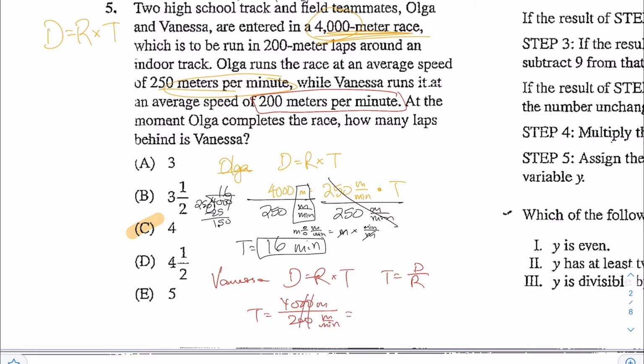So the zeros cancel out. 40 divided by 2 is just equal to 20. And again, meters cancel out. The denominator goes into the numerator. So the time will be 20 minutes. All right, and that's for Vanessa. So she'll be 4 minutes behind.